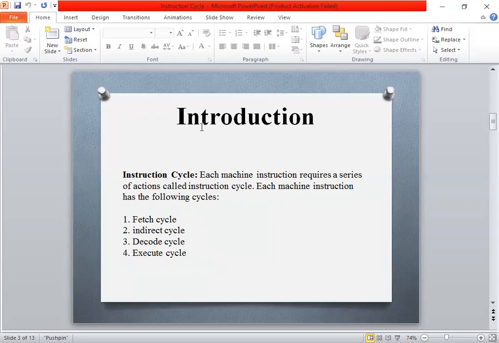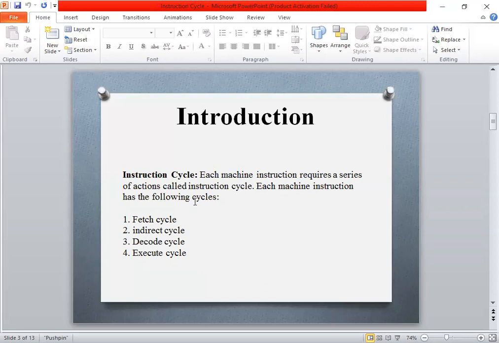First slide is introduction. In the instruction cycle, each machine instruction needs a sequence of actions to be performed. This series of actions, this series of tasks that is performed to execute the instructions, is known as the instruction cycle. Each machine instruction has the following cycles.